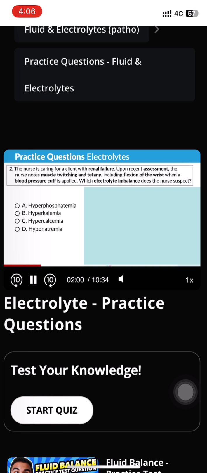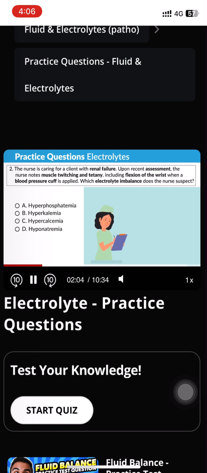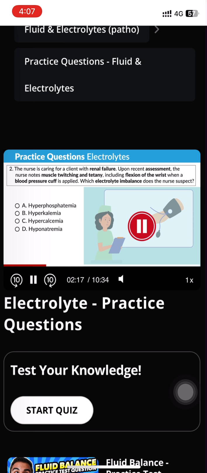Now question 2, the nurse is caring for a client with renal failure. Upon assessment, the nurse notes muscle twitching and tetany, including flexion of the wrist when a blood pressure cuff is applied. Which electrolyte imbalance does the nurse suspect? Once again, pause the screen and try your best to answer this question in about 60 seconds or less.